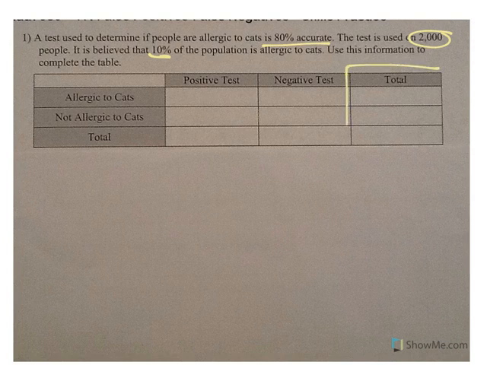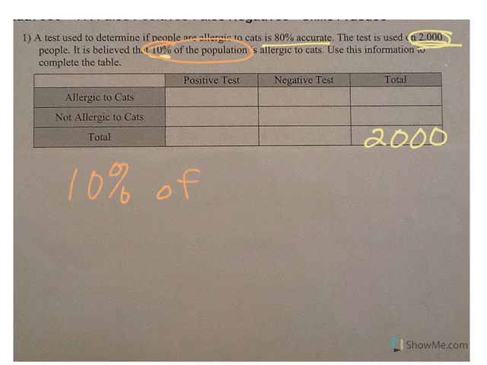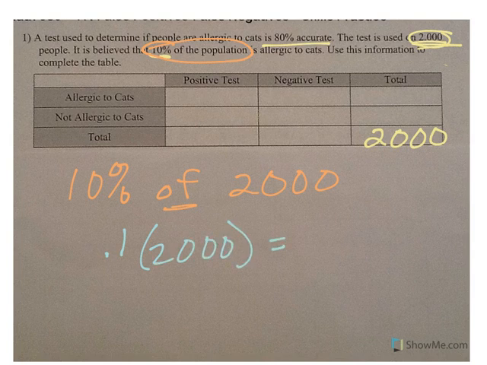Okay, now, you always need to do this last column first, because if you don't have your totals, the accuracy rate doesn't matter. Okay, so we know 2,000 people total. Great. That's your overall total. You need that number first. Okay, then we know 10% of the population. So 10% of the population here is 2,000. Remember that of means to multiply. So change percent to a decimal, multiply by 2,000, and we know that 200 people are allergic to cats.